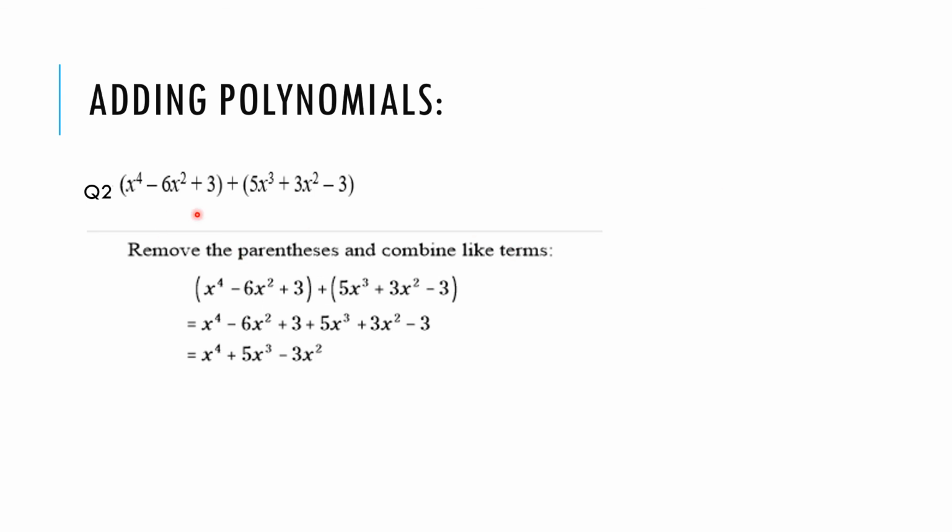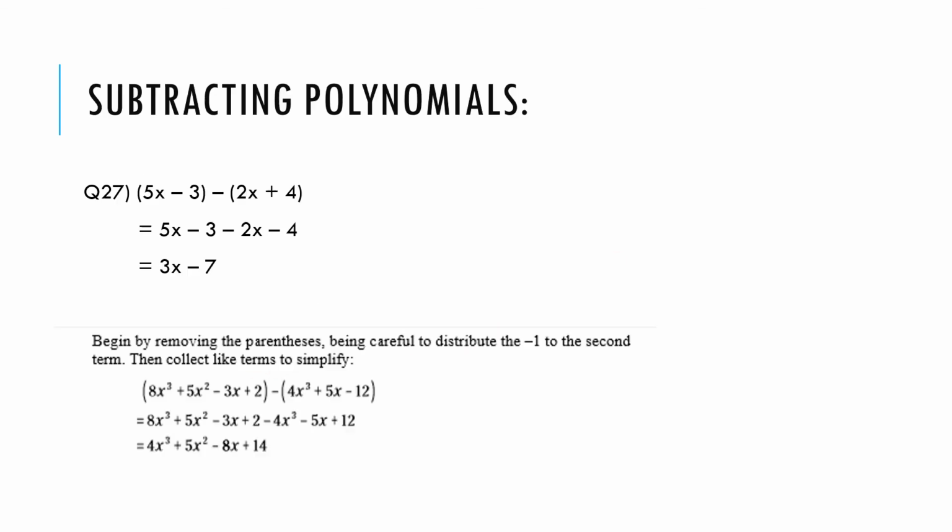(x squared minus 6x plus 3) plus (5x cubed plus 3x squared minus 3). Remove the parentheses and combine the like terms. x squared minus 6x plus 3 plus 5x cubed plus 3x squared minus 3. So 5x cubed plus 3x squared minus 6x. The 3 and minus 3 cancel out.